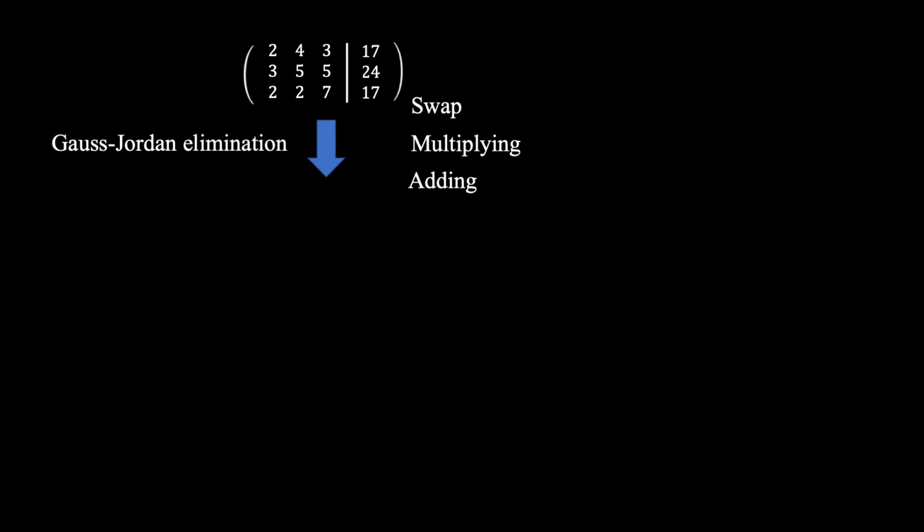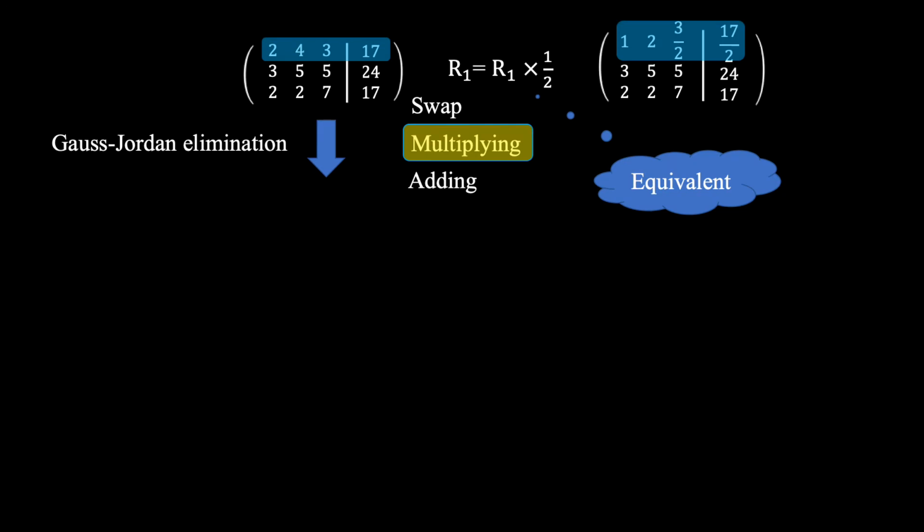Multiplying means multiplying a non-zero real number to a row. Here, R1 is multiplied by 1/2 to get the new R1, and the new system remains equivalent to the old one.